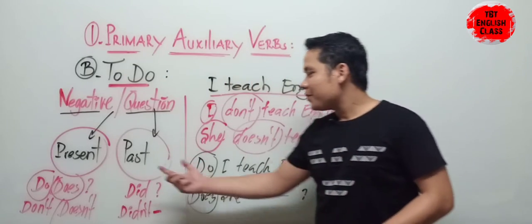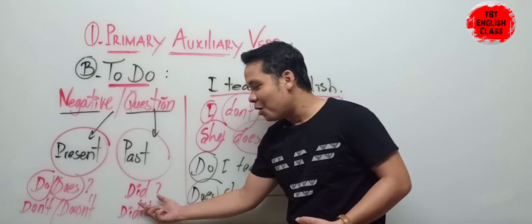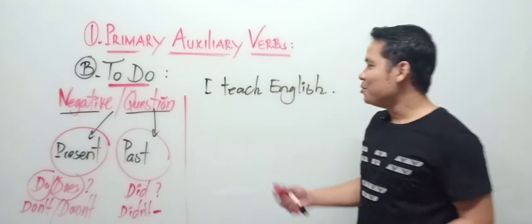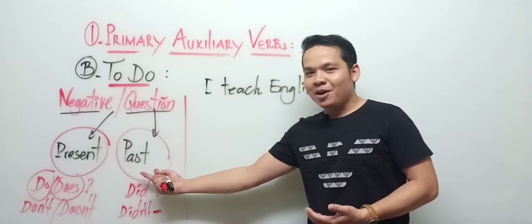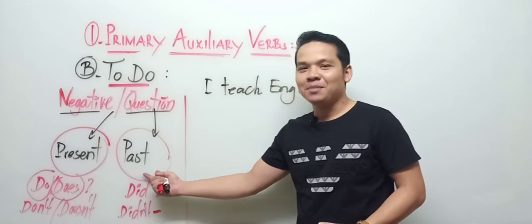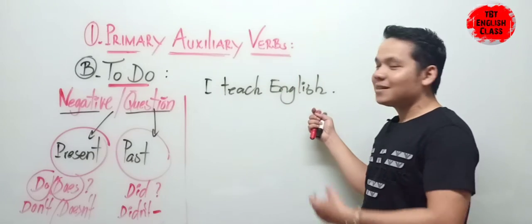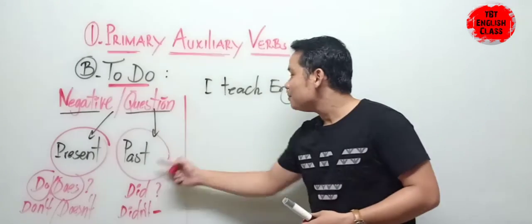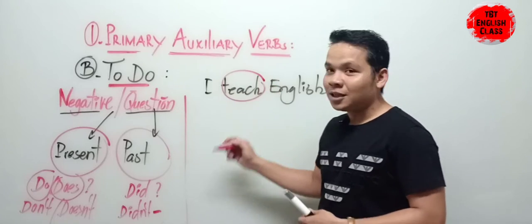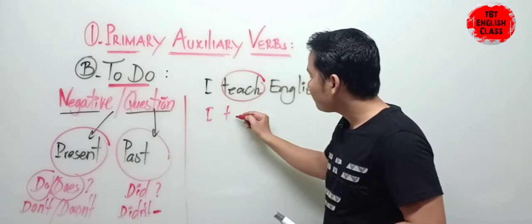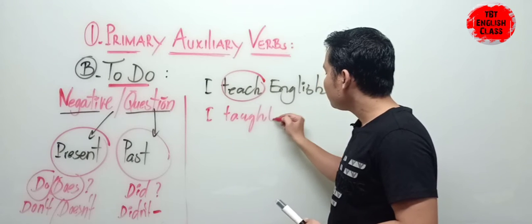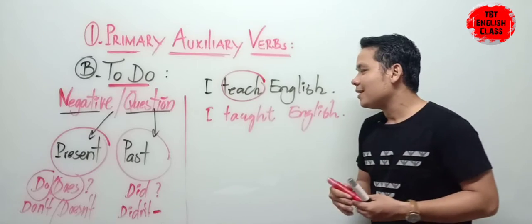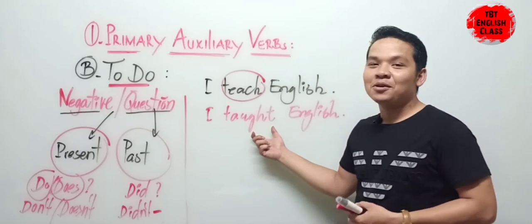So now let's move to past time that we use only did or didn't to be question or negative. Okay, so let's move to primary auxiliary verb do again, but with past meaning. Okay, so you can see the simple sentence in present simple, but when we want to use past simple, we have to change main verb teach to be taught first. I can say the simple sentence, I taught English. Yes, I taught English. So this one is a simple sentence, but we call simple past.